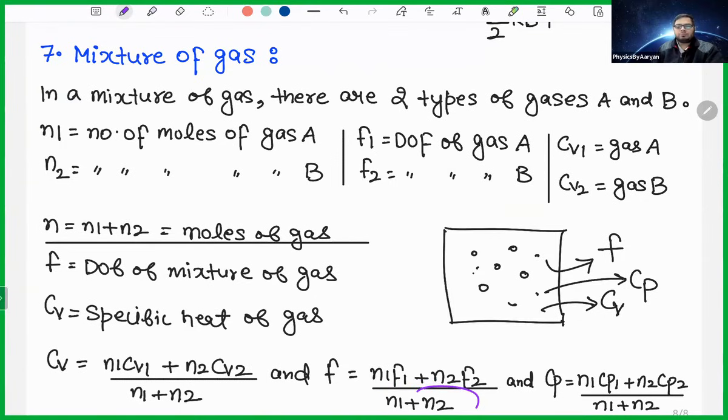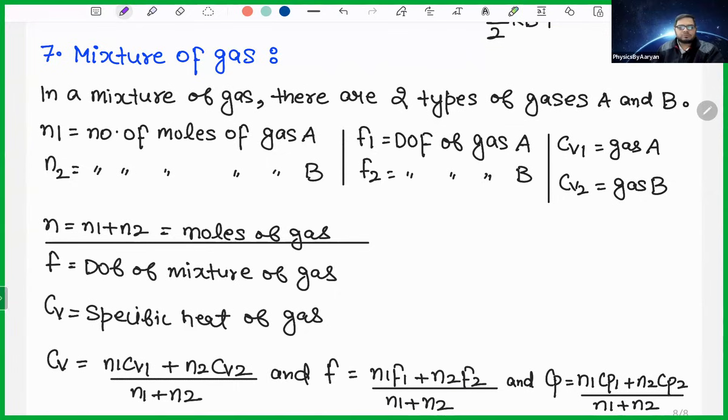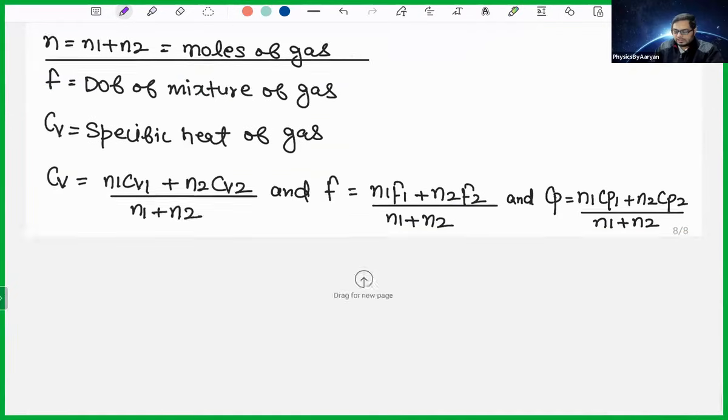Just these three things I want you to keep in mind, because when we do the laws of thermodynamics questions, this fact helps us. Okay? So this is known as mixture of gas. So these three formulas clear? No problem. This is just averaging, right? Perfect. So, averaging thing.